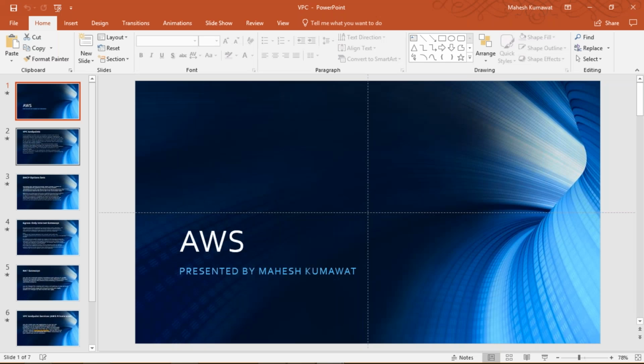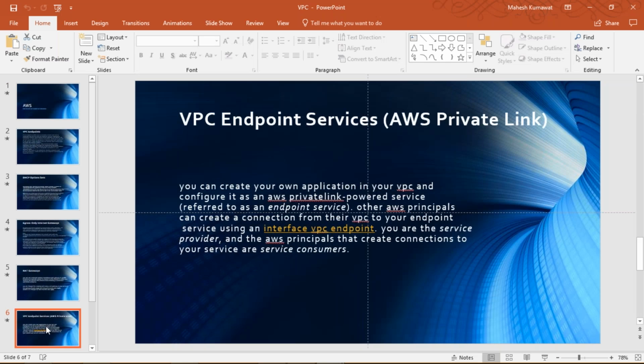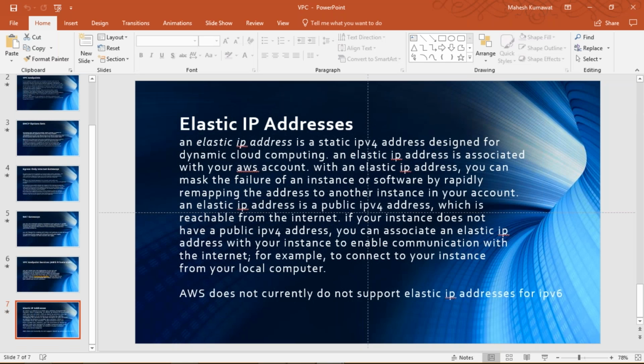So what is an elastic IP address? The elastic IP address is a static IPv4 address designed for dynamic cloud computing. An elastic IP address is associated with your AWS account. With an elastic IP address, you can mask the failure of an instance or software by rapidly remapping the address to another instance in your account.